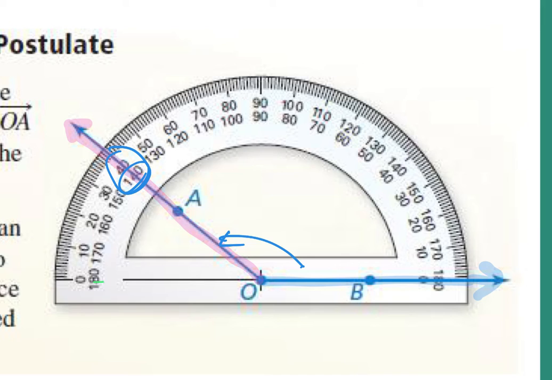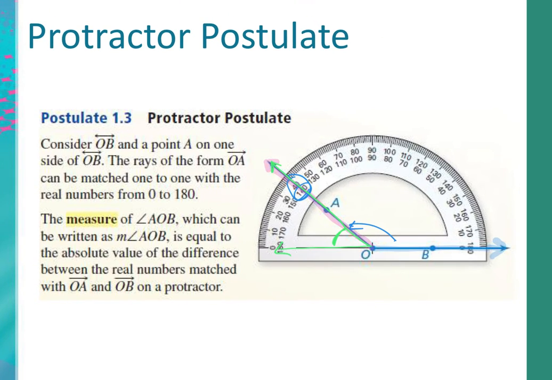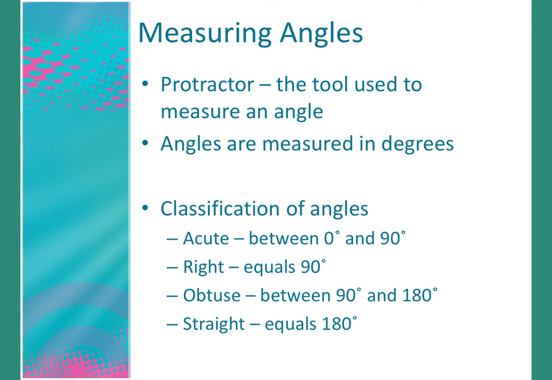If I wanted to measure this angle, now what angle measurement would I grab? 40. Is it bigger than 90? If it's bigger than 90, you pick the bigger number. If it's less than 90, you pick the smaller one. So that protractor is the tool used to measure the angle. Angles are always measured in degrees, so it's 40 degrees or 140 degrees. An acute angle is between 0 and 90. A right angle equals 90. An obtuse angle is between 90 and 180. And a straight angle equals 180.